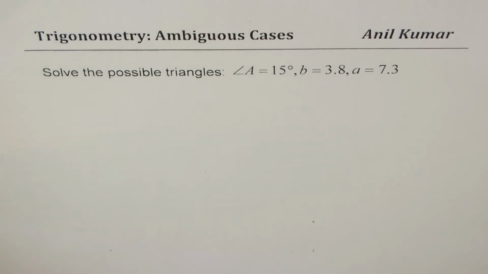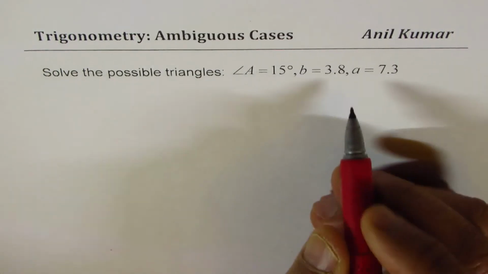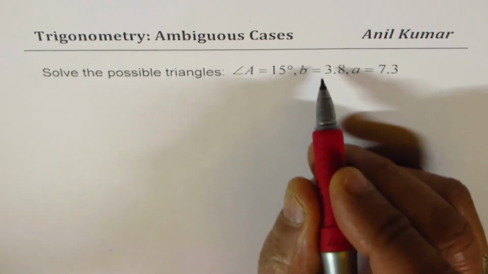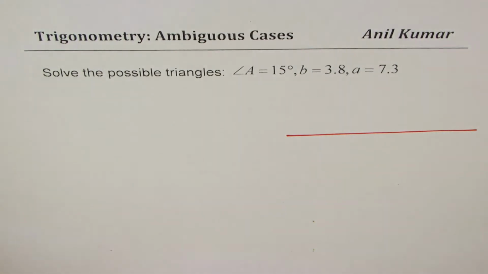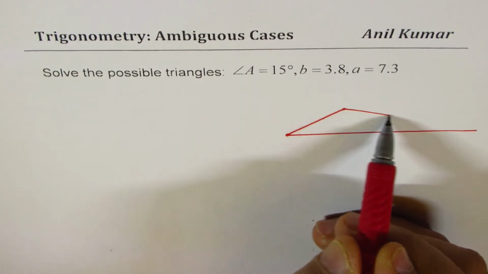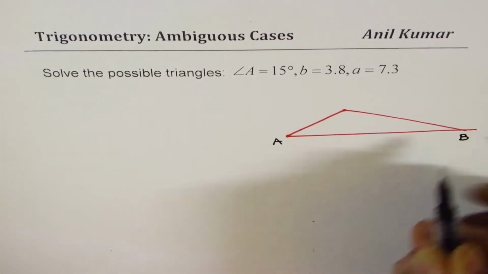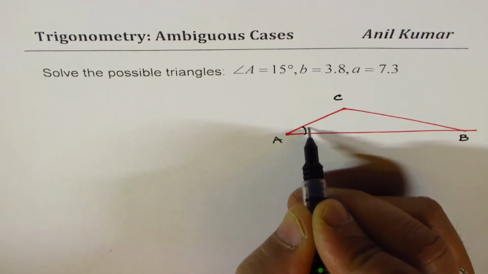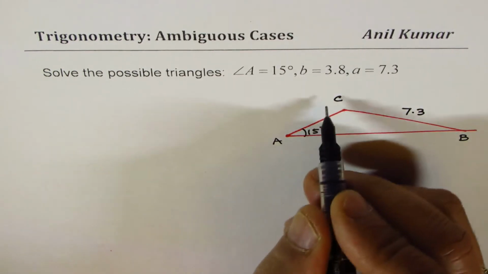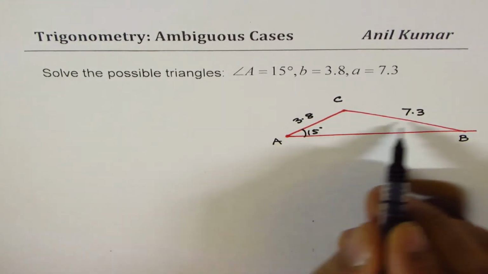So the first case here is when we are given the angle of 15 degrees and the side A is 7.3, pretty long, right? And B is 3.8. So let's make a triangle which is kind of like this. 15 degrees is, let's say, like this, and then let me make this as 7.3. So sides are A, B, C for us. Angle is 15 degrees. Side opposite is 7.3 and B is 3.8. Now in this case, to solve for B, we can use sine law.